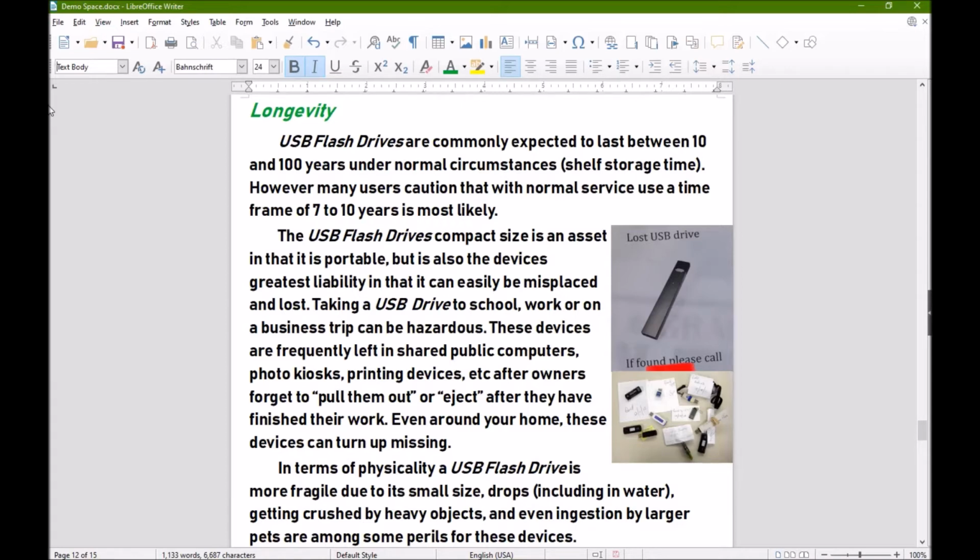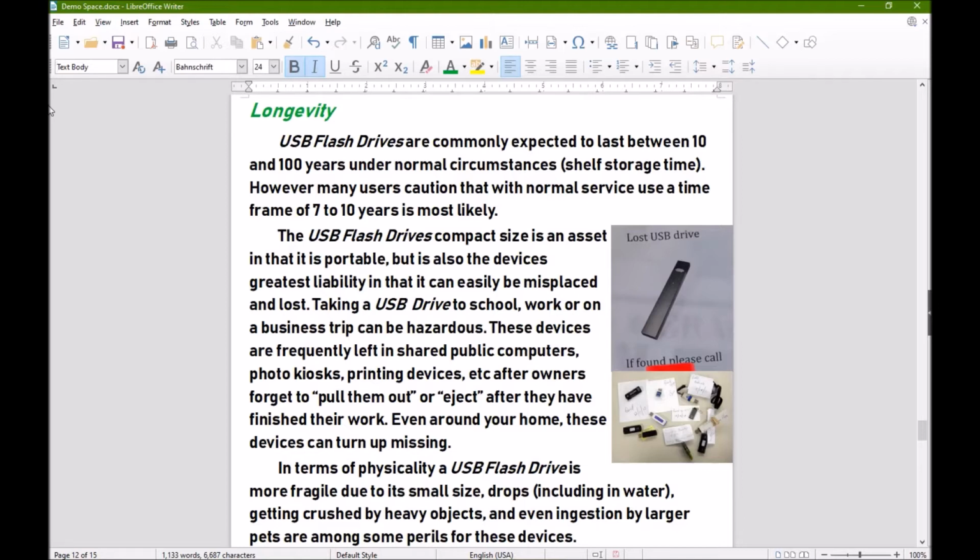Taking a USB drive to school, work, or on a business trip can be hazardous. These devices are frequently left in shared public computers, photo kiosks, printing devices, etc., after owners forget to pull them out or eject after they have finished their work. Even around your home, these devices can turn up missing.